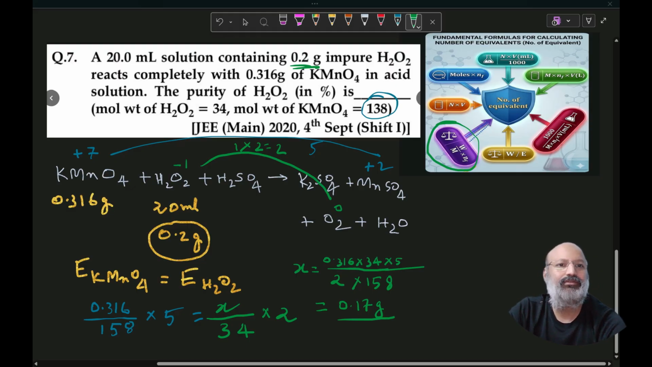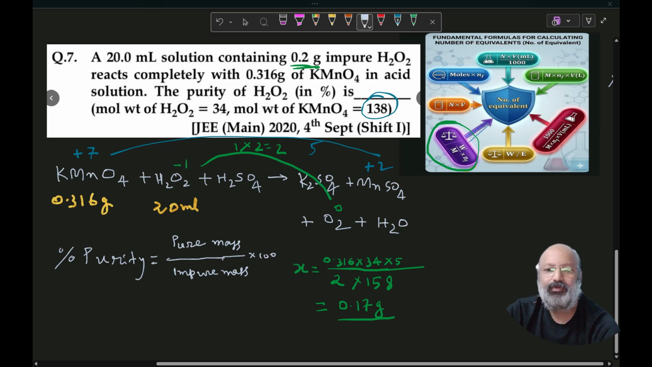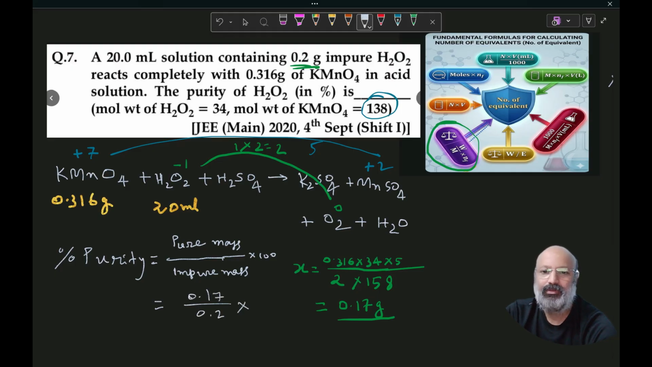Let me calculate that. So it's pure mass divided by impure mass into 100. So it's 0.17 gram divided by 0.2 into 100, which is equal to 85%.